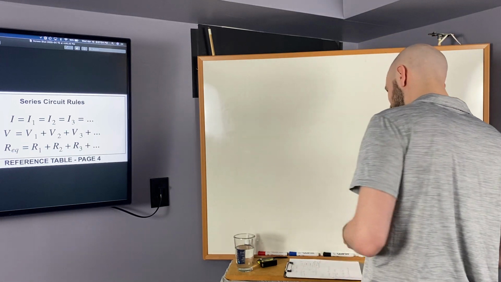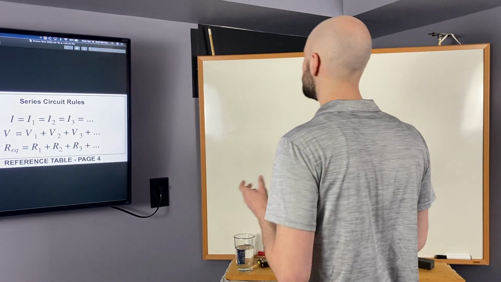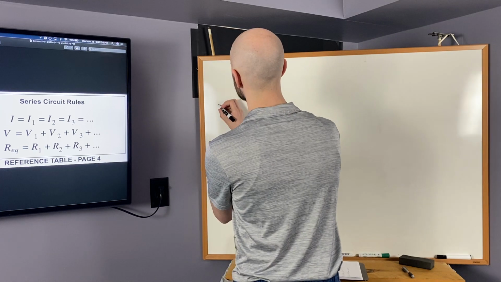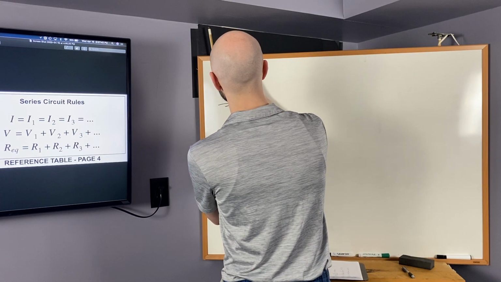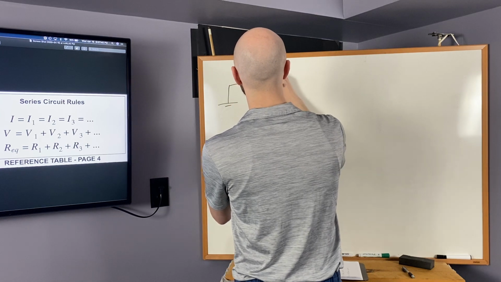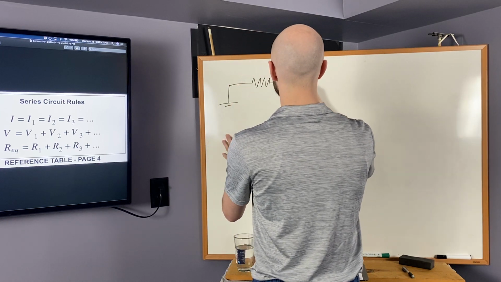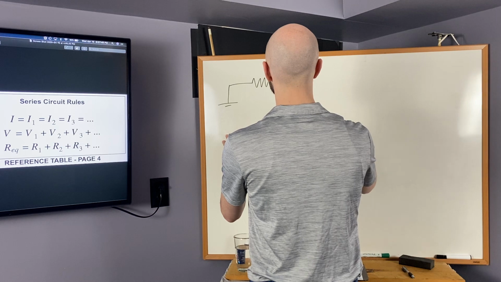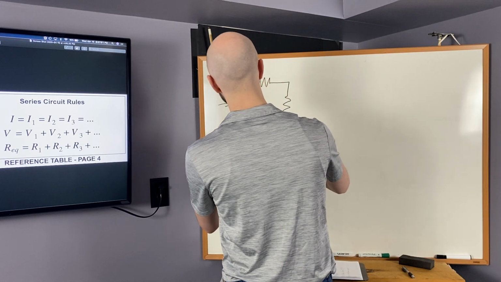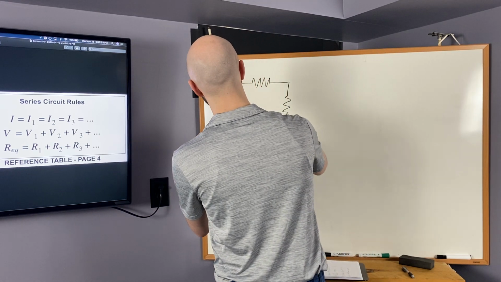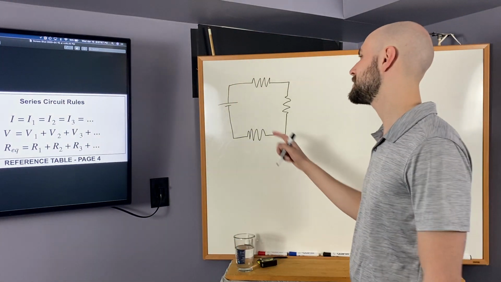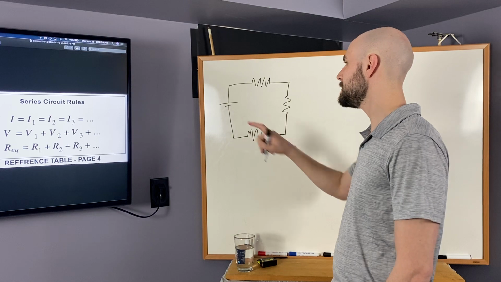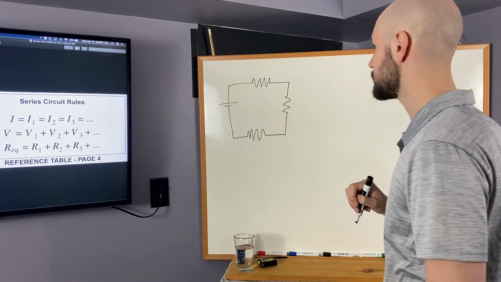So last lesson we learned about series circuits, which just means that each component is set up so the current has to flow through each one sequentially. So here's an example of a series circuit: 3 resistors hooked up to some kind of voltage source.